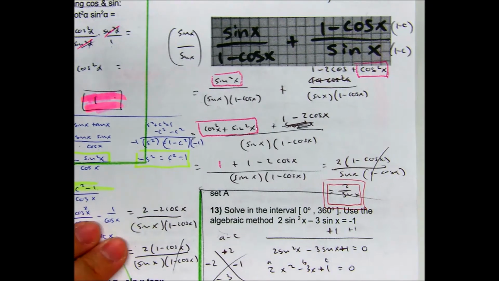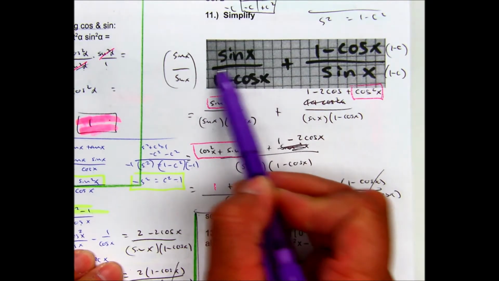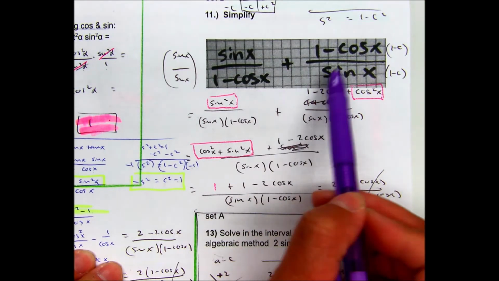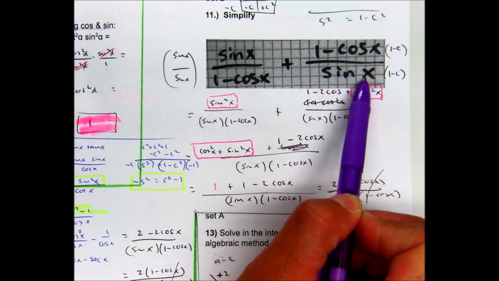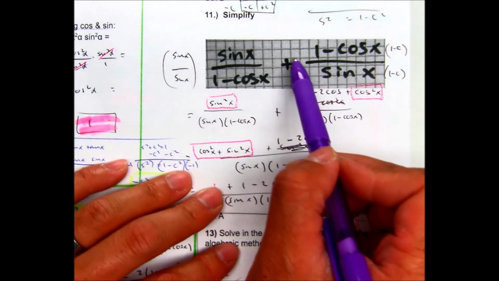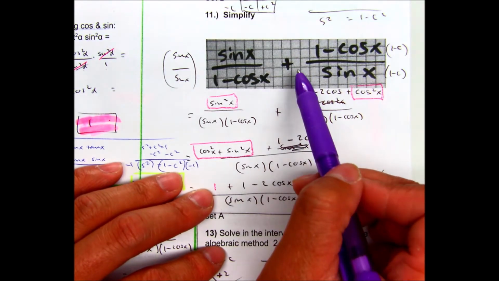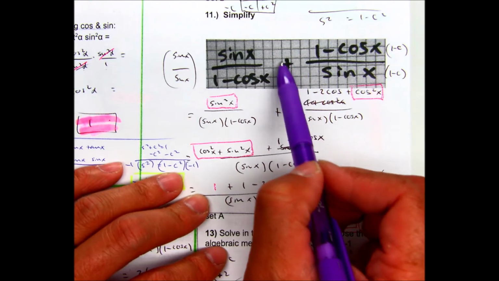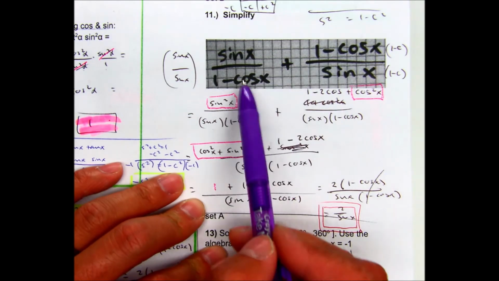Number 11 says to simplify, you have sine x over 1 minus cosine x plus 1 minus cosine x over sine of x. The common mistake for students was we did an example in class where it was equals, and then we multiplied by the conjugate. Here you're not doing that because you don't have an equal sign. Here you are adding fractions. To add fractions, you need a common denominator.